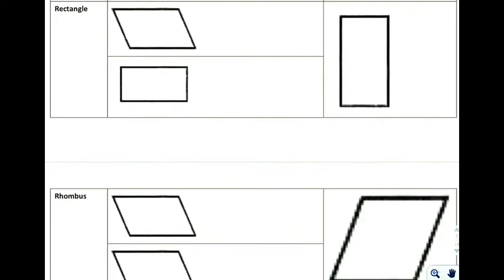Now let's look at ways that we can prove that we have a rectangle. First one is to start with a parallelogram. So if we are starting with a parallelogram, and we know we have a parallelogram, then all we need to do is get one right angle. So if we have a parallelogram with one right angle, then we're going to get a rectangle.